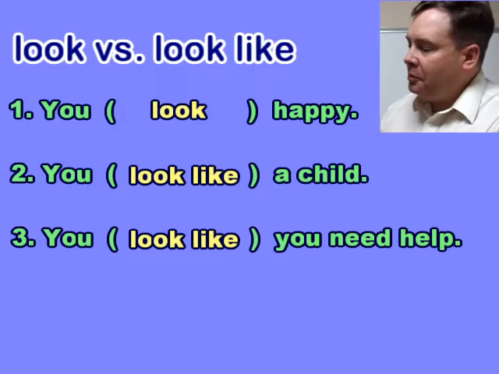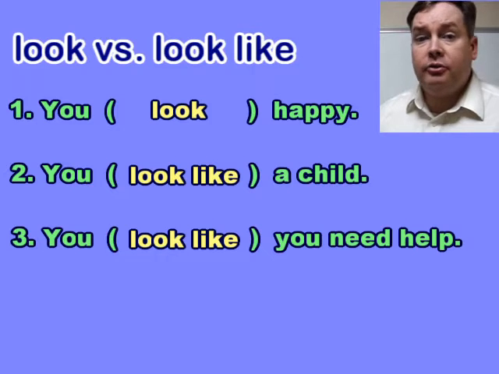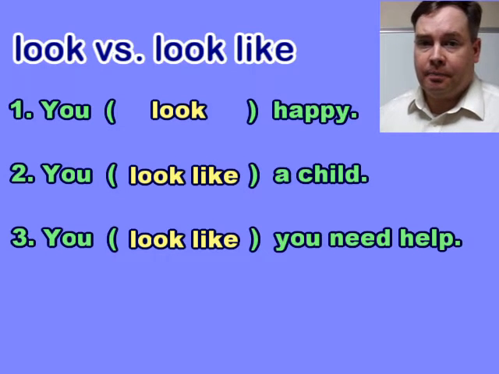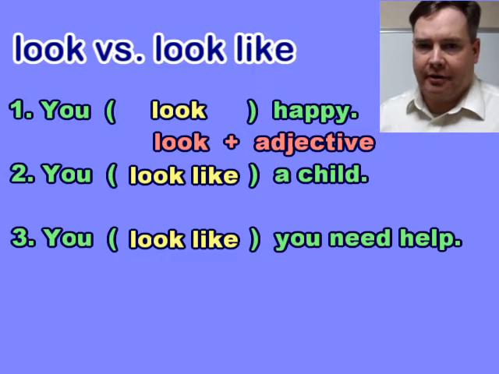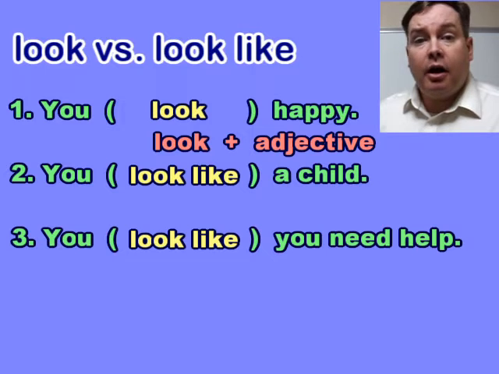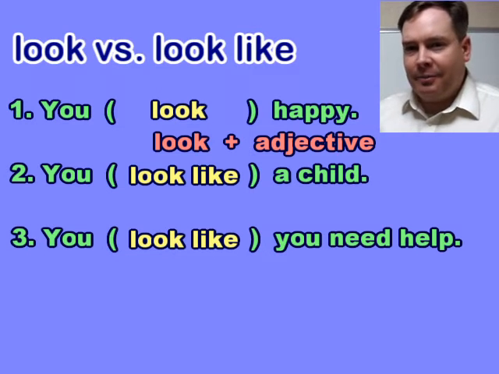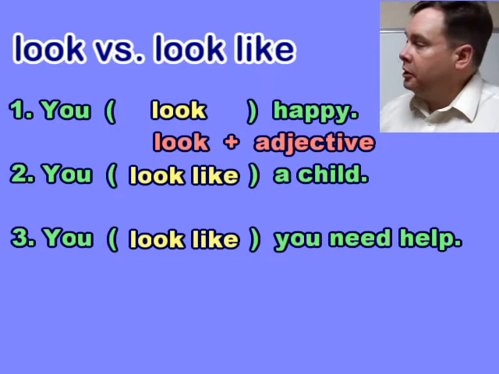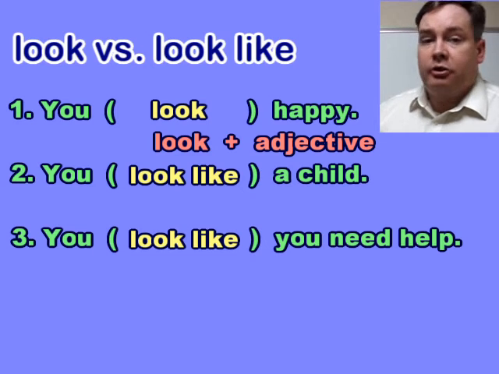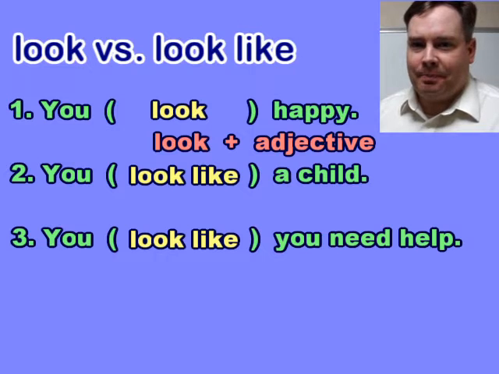Now, the reason we have to use different words here is there are rules about using look or look like. For look, we have to have just an adjective after it. Remember, adjectives are those words we use to describe things. Big, tall, angry, sad. Those kinds of words, we only use look before them. So, you look happy. He looks nice. So again, with just an adjective, we must use look.